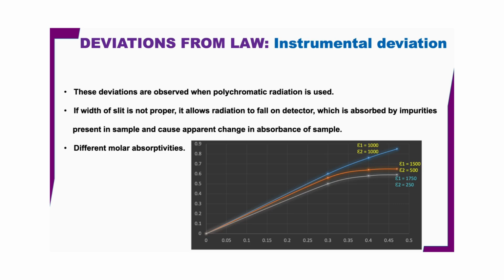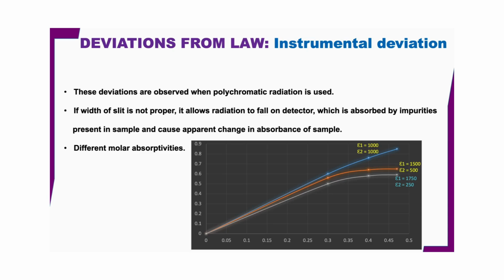Such kinds of deviations are called instrumental deviations, basically arising from the instrument as a reason. Maybe the use of polychromatic radiation instead of monochromatic, maybe because the width of the slit is not properly defined, maybe because the molar absorptivities are different, maybe because the cells or the cuvettes are not matched. That also is one of the reasons of getting instrumental errors. So in that case also, deviation from the Beer's law occurs if the cells or the cuvettes are not matched. The two cuvettes which you are using, one for the reference and the other for the sample, should be matched.